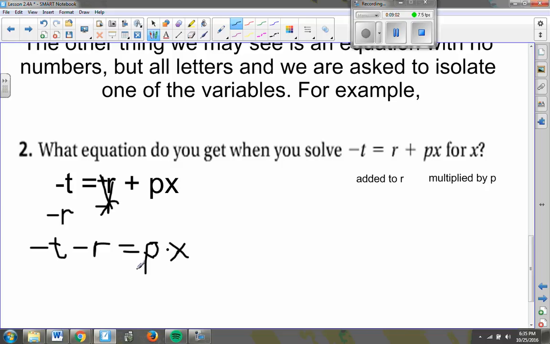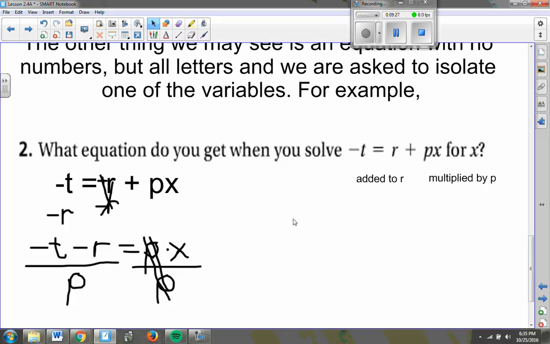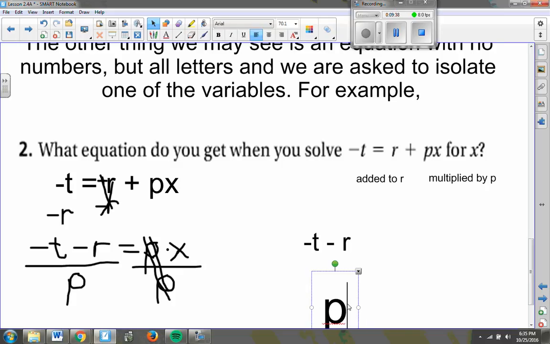So what I'm going to do is I'm going to divide this side by that letter p, so that it cancels out right there, and that's no longer present. And then I'm going to divide the other side by p as well. Now, because this is not numbers, I can't actually divide negative t by p or negative r by p. I can't actually do this dividing because they're not numbers. I'm not dividing by a number. So unfortunately, I have to leave my answer just like it looks right there. Negative t minus r on the top of a fraction, and just the letter p down on the bottom of that fraction.